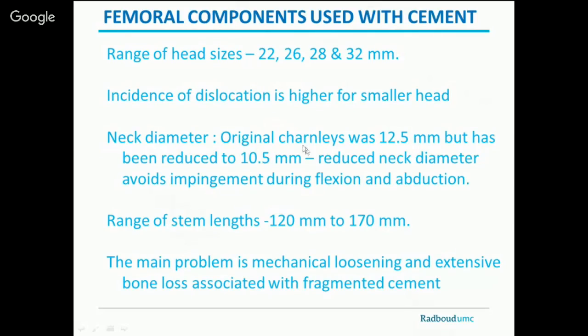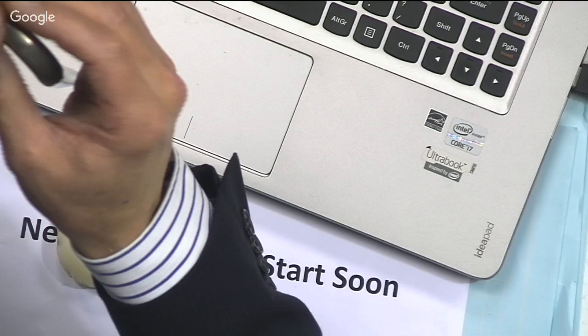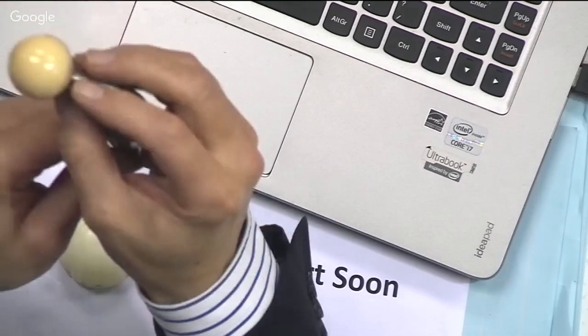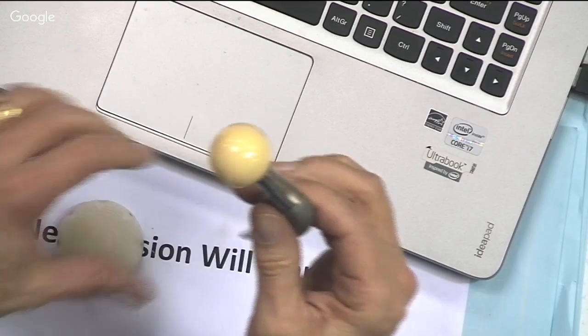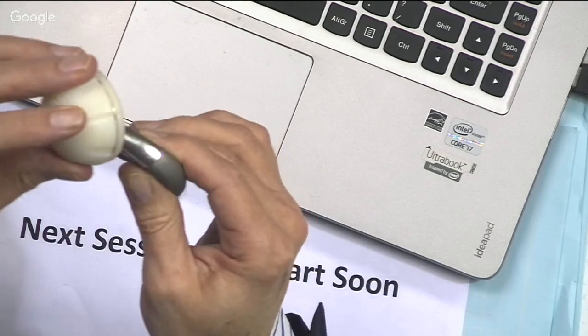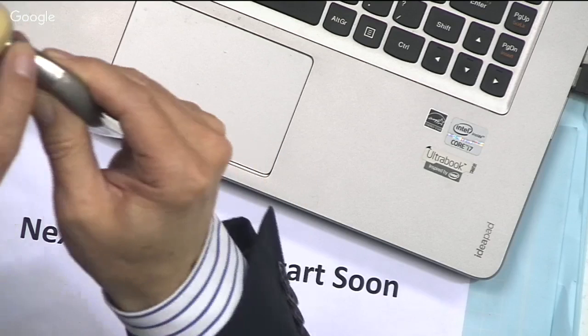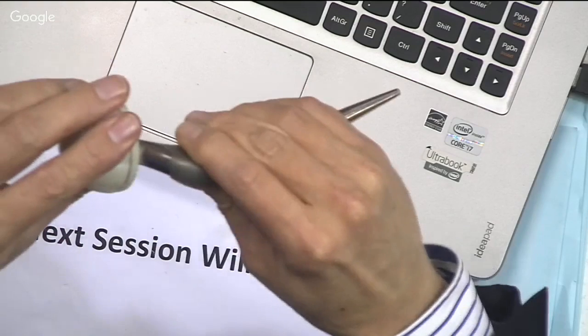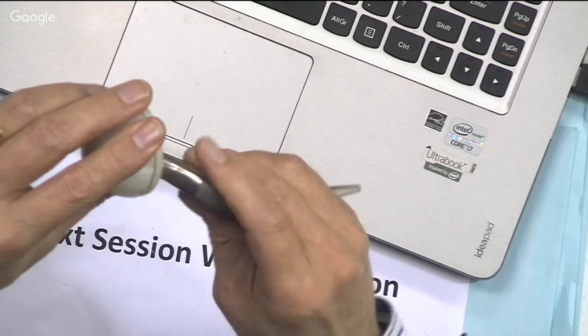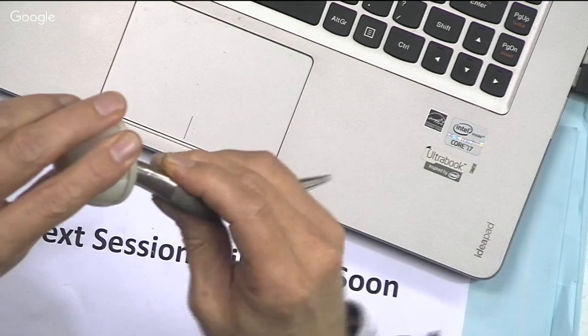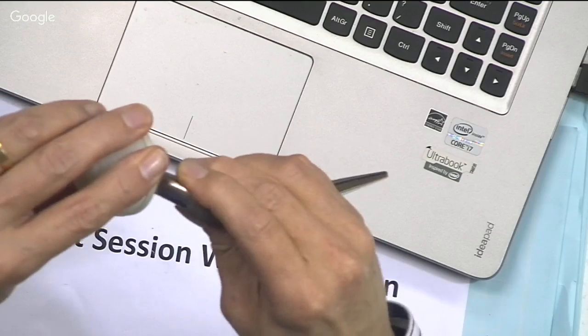Okay, when John Charnley started, he used a neck diameter of 12.5 millimeters. So this is this neck diameter. Currently, the materials are stronger, and now we have neck diameters of 10.5, for example. And that also means that I have a greater range of motion, because if this neck is thinner, I can move around more before the rim is hit. So I call this impingement if I hit it, and I call this luxation if through the leverage it's dislocating.